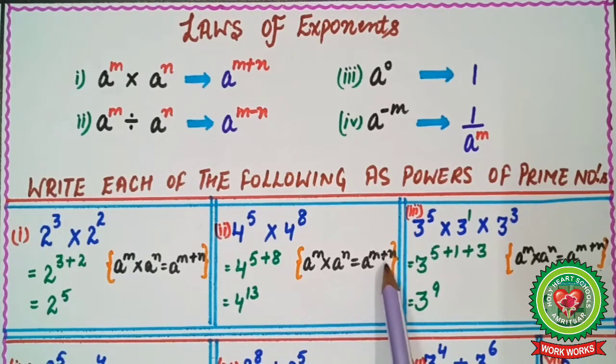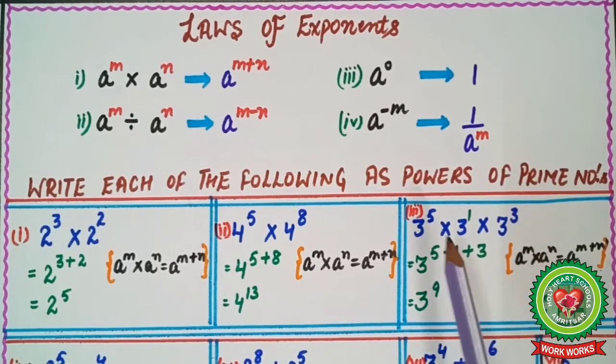That means their power will be added. So 4 raised to power 5 plus 8 will be equal to 4 raised to power 13. Next question, in which I am taking three numbers: 3 raised to power 5 multiplied by 3 multiplied by 3 raised to power 3.